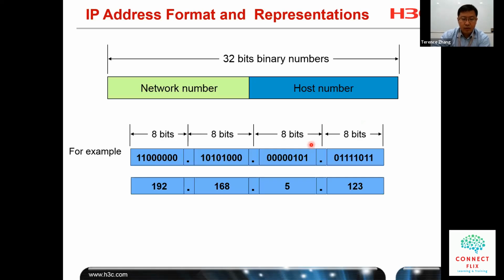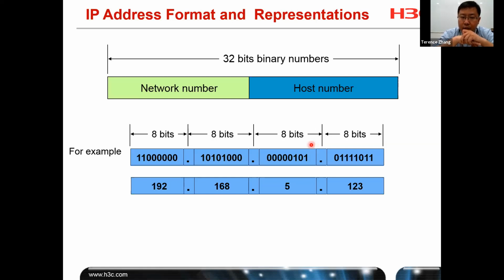Okay. Next we'll get to know the IP address format and representations. As already mentioned, an IP address can be divided into a network number, or network address, and a host address. This sentence is important. Please remember, an IP address is divided into a network address and a host address, also called network number or host number. The total length of an IP address is 32 bits, binary numbers. And the formal pattern is dotted decimal.